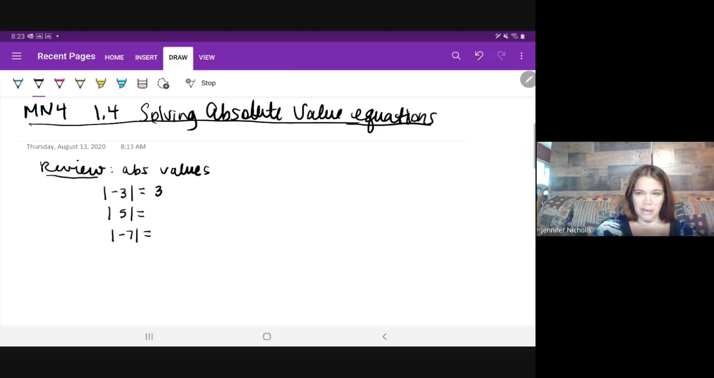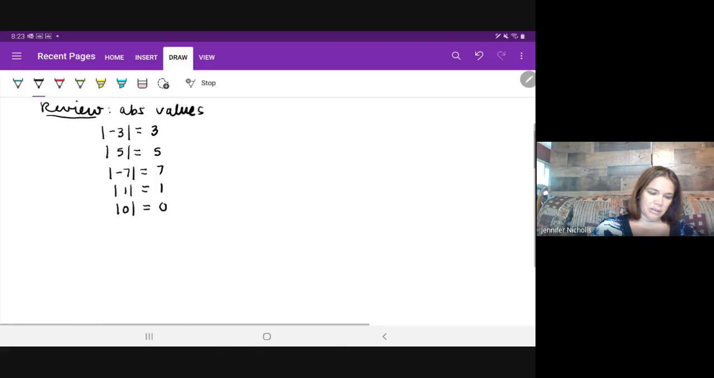Yeah, that one's confusing, right? Because you don't know whether you should put the opposite. It's actually +5. And then what about the absolute value of -7? And what's the absolute value of 1? It's going to be +1. Absolute value of 0. Perfect. Now we're going to be solving absolute value equations.